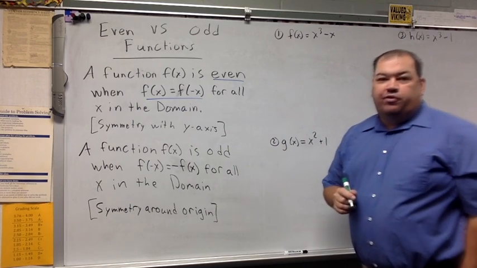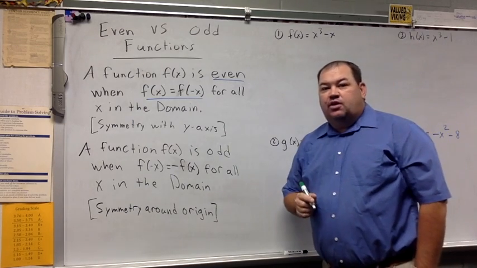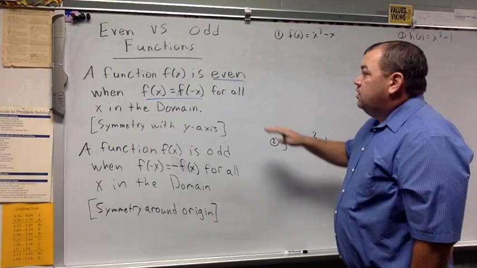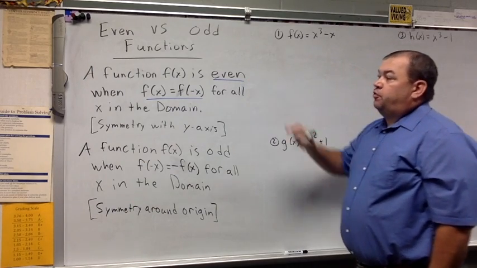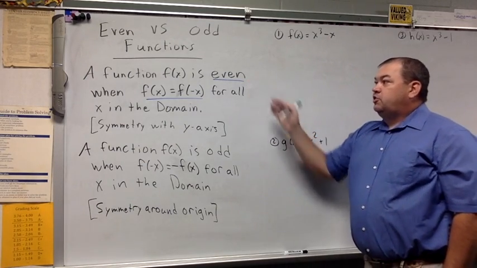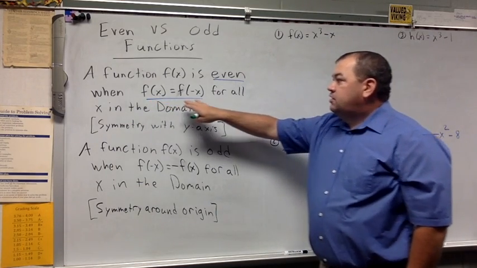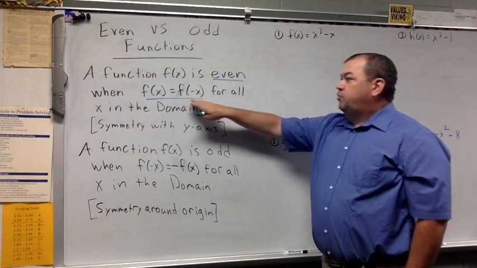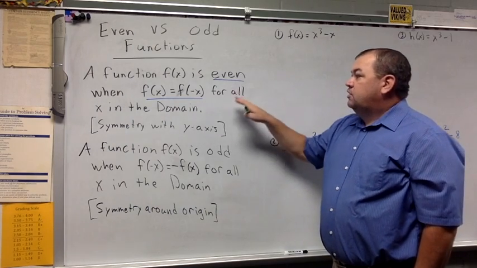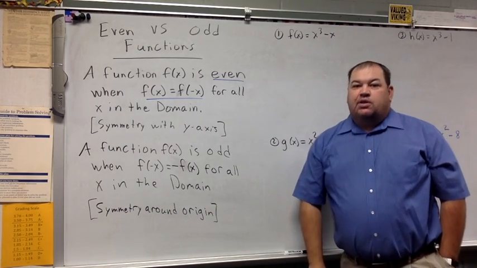Just going to talk briefly about the difference between even and odd functions. Here are the formal definitions for even and odd. A function f of x is even when the original function f of x is the same as the function when we plug in a negative x for all the x in the domain.